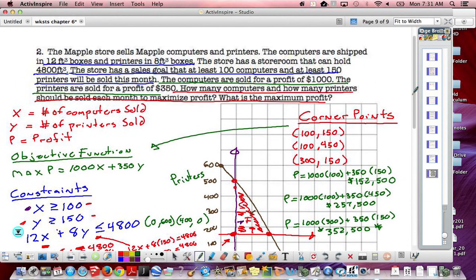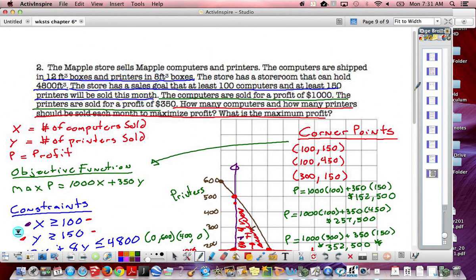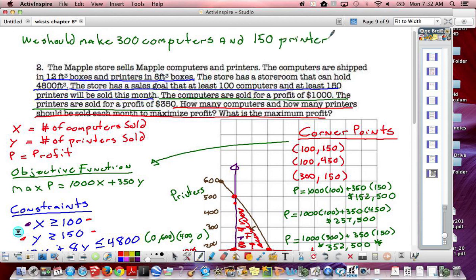To write the quick sentence, I'm actually going to write it up top here. So we should make 300 computers and 150 printers to maximize our profit of $352,500.